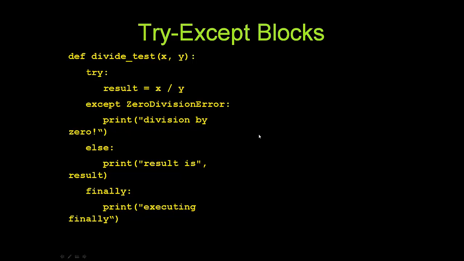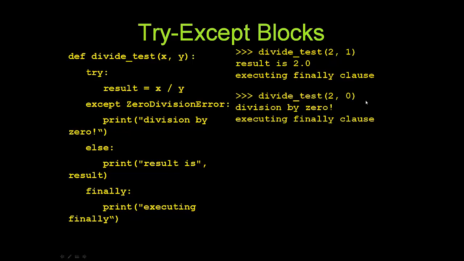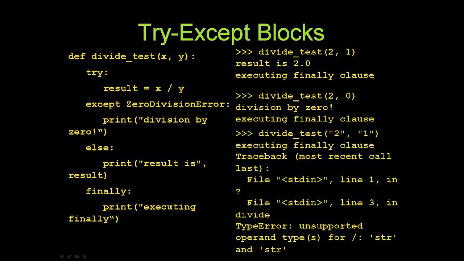Now let's look at another example. In this case, with this particular piece of code, if you divide 2, 1, the result is 2.0. So 2, 1 means no exception. You print the result is 2.0, and then you execute finally. You try 2, 0, which means here x is 2 and y is 0. You end up getting the zero division exception, and then you print division by 0, and you end up with the finally clause.